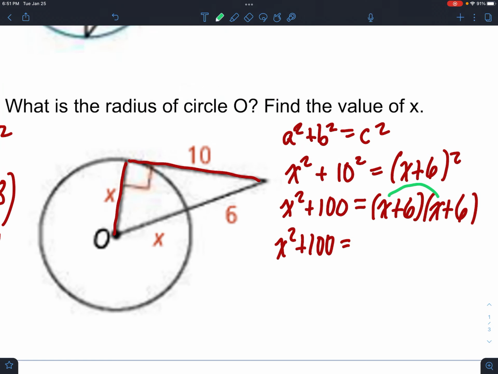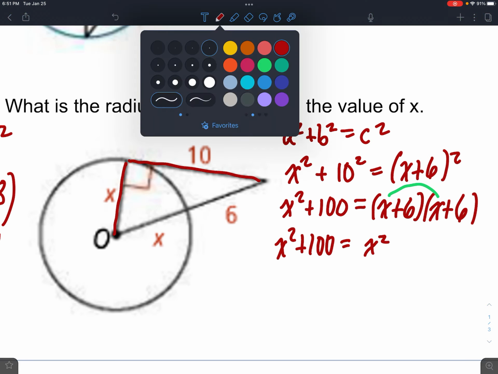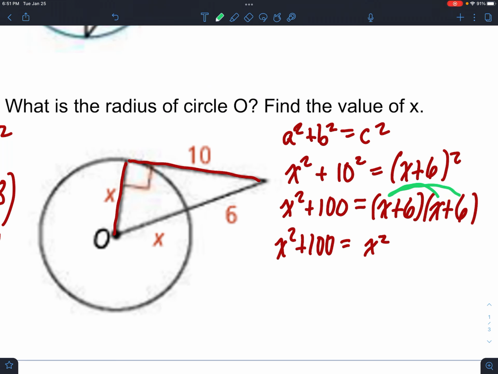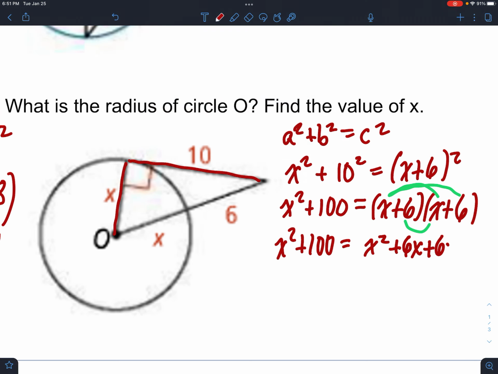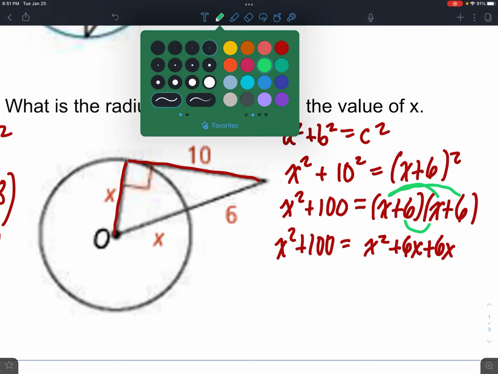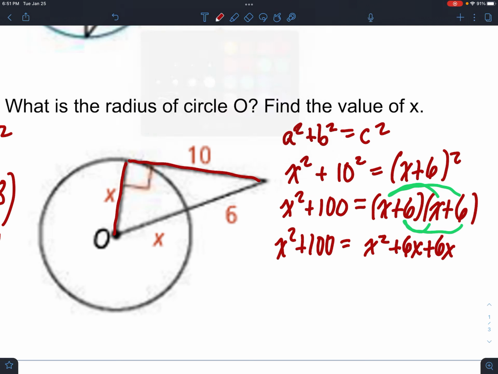So let's do this. So x times x is x squared. x times 6 is 6x. And then my inners, 6x, and my outers, my final, the L, the last, is 36. Okay? So I like to combine like terms on both sides and then assess what we have.